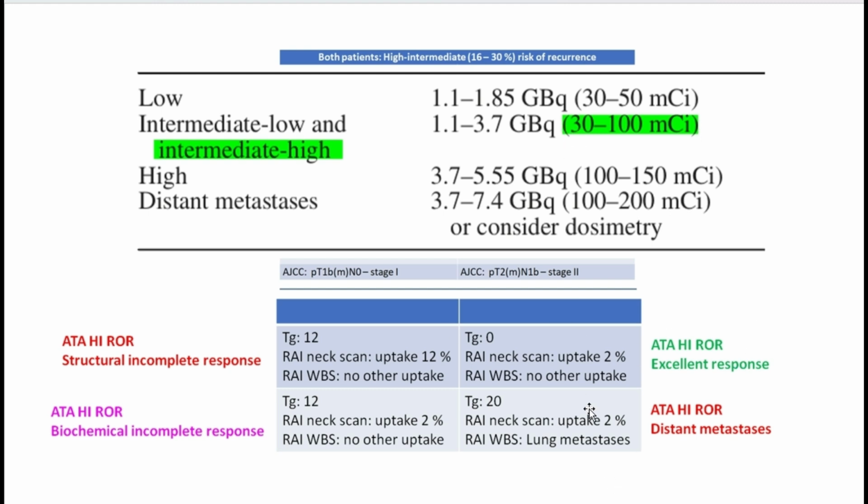Now, another scenario, patient B, 18 metastatic lymph nodes, postoperative response to therapy assessment. If this is not done, for example, she had fallen under the ATA high intermediate risk of recurrence category. The dose required is 30 to 100 millicurie. If we had blindly given that, we might have missed something. Whereas the response to therapy assessment correctly picked up a thyroglobulin of 20 and some lung mets. So maybe she requires a slightly higher dose of RAI. So this is why both the halves are important.